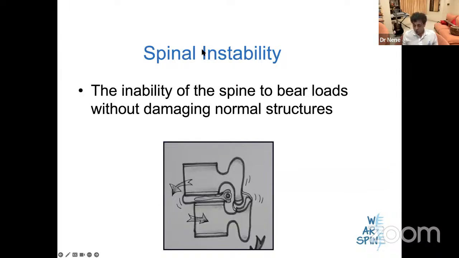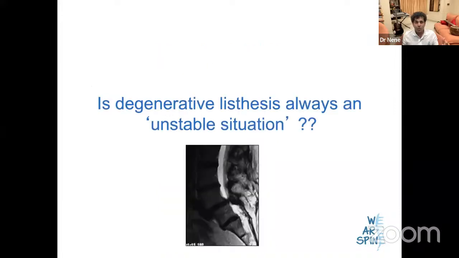So that is spinal instability. It's the inability of the spine to bear loads without damaging normal structures. Typically neural structures is what we are talking about, because the disc and the joint continuously gets damaged. The facet capsule also turns out loose.